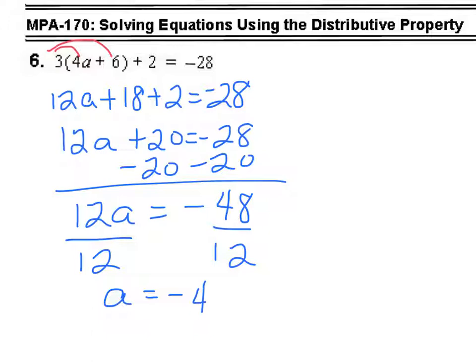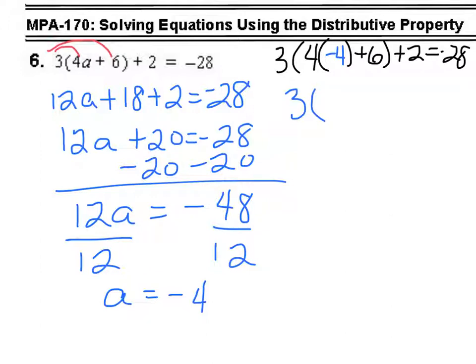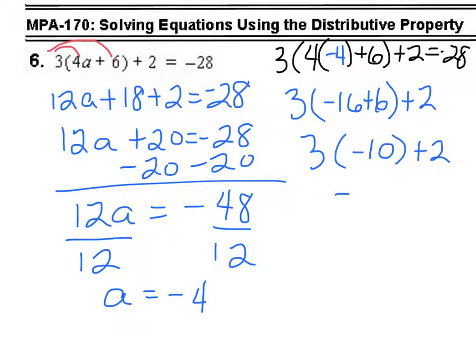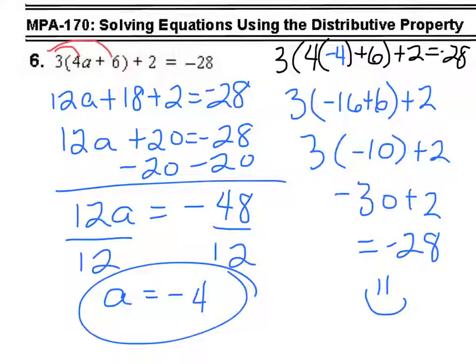And as always, it's always a good idea to check. When I check, I start off with my original equation, and where there was an a, I'm going to replace it with the negative 4 that we found. So we have 3 times negative 16 plus 6 plus 2. So 3 times negative 10 plus 2. So negative 30 plus 2 is the negative 28 that I wanted to get. So I know my answer is correct.